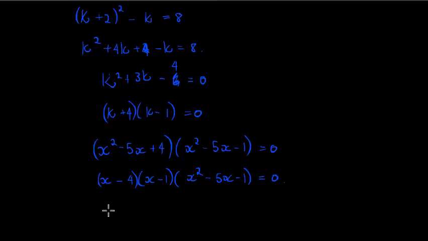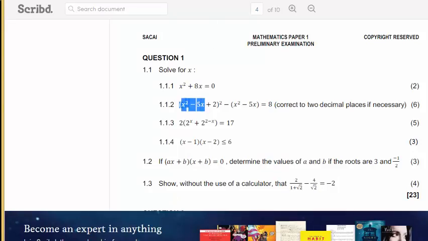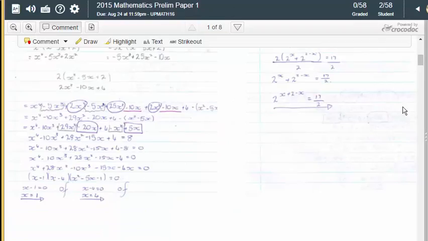I'll have to use my quadratic formula for this one. And so x is equal to 4, or x is equal to 1, or, and then I'll use my quadratic formula to solve that: x squared minus 5x minus 1 is equal to 0. And if I look at one of the student responses, I think that's exactly what she did here. Look, she gets exactly the same answer, but look at all the work she had to do.